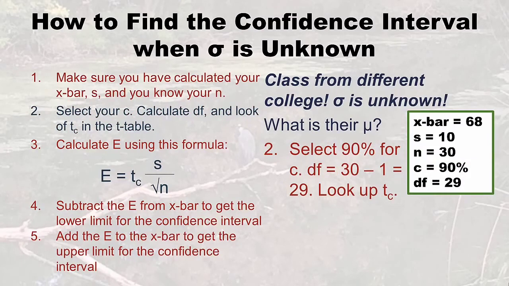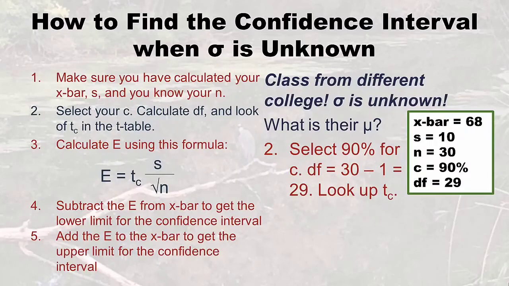Okay, now we need to decide on a c, right? So I just picked 90%. We also need to calculate our degrees of freedom. And so that was really hard, right? That's n minus 1, 29. That's probably the easiest thing you'll learn in this class, degrees of freedom. I just love that. At least something's easy.